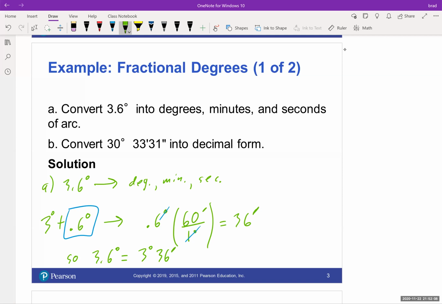Okay, so let me do another one for you guys. Let's call this part A sub 1, and let's do A sub 2. So let's convert 61.24 degrees to degrees, minutes, seconds. This is a problem that's not listed here. I just wanted to add this one because that one was a little bit too easy. So what we're going to do is, once again, 61 degrees plus 0.24.